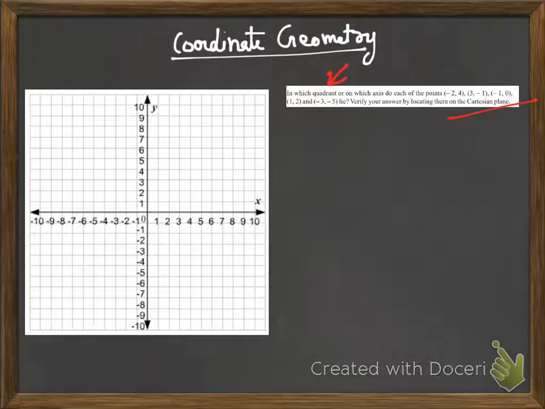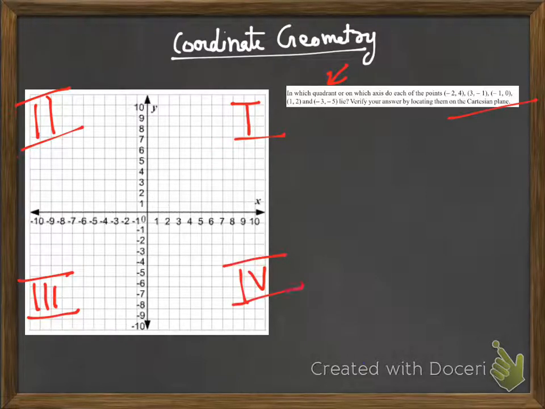I'll help you recall. We have 4 quadrants in this. The first quadrant is the one in which x and y both are positive. The second quadrant is where x is negative but y is positive. In the third quadrant we have both x and y as negative, and in the fourth quadrant we have x positive while y is negative. So these are the 4 quadrants, and once we plot these points on this axis, we will know what quadrant they lie in.